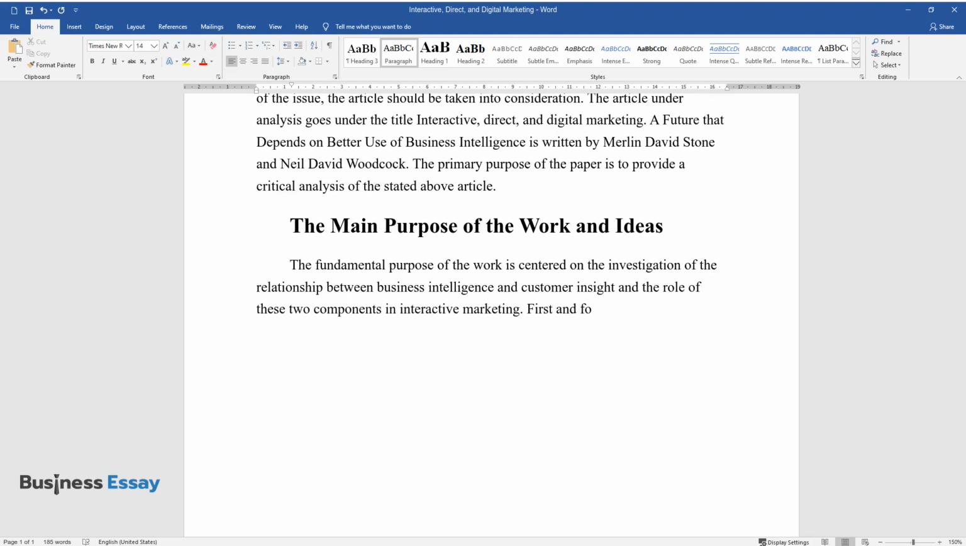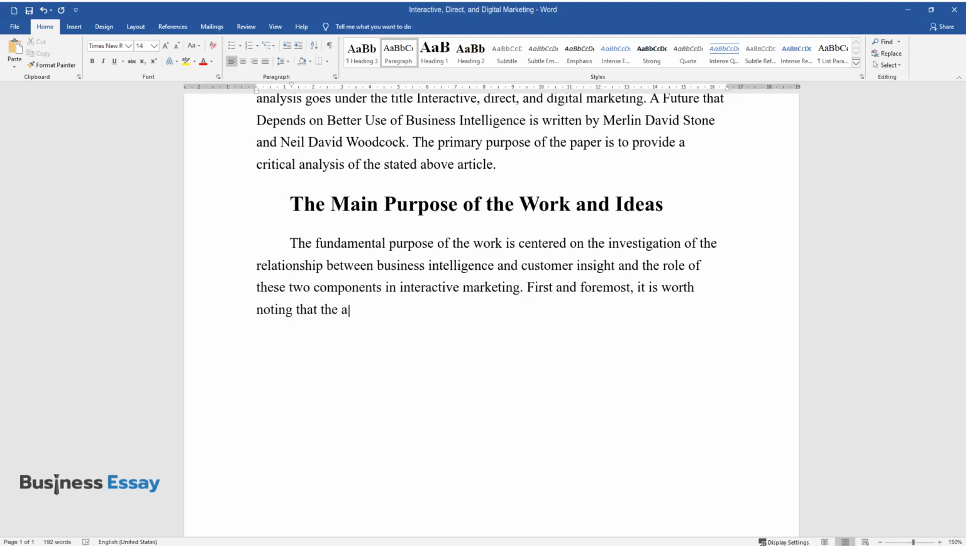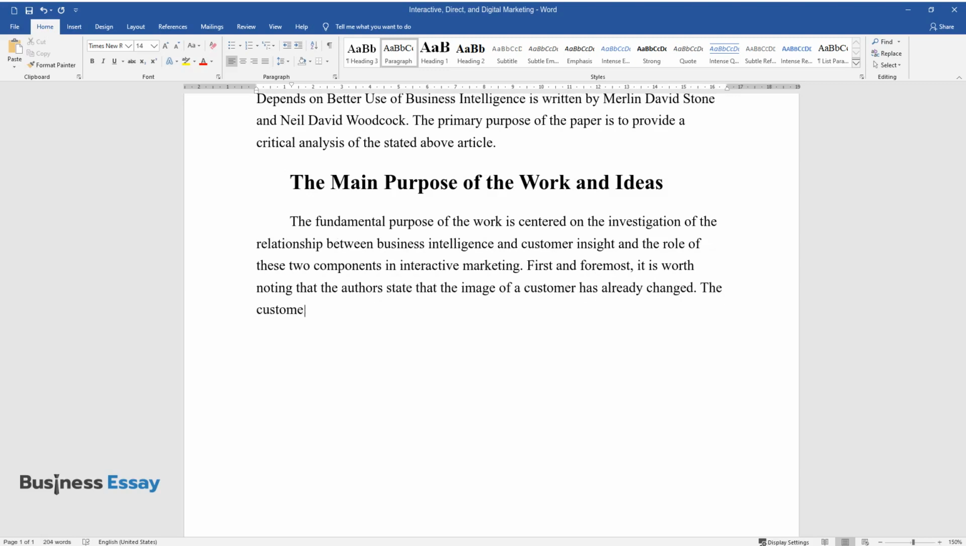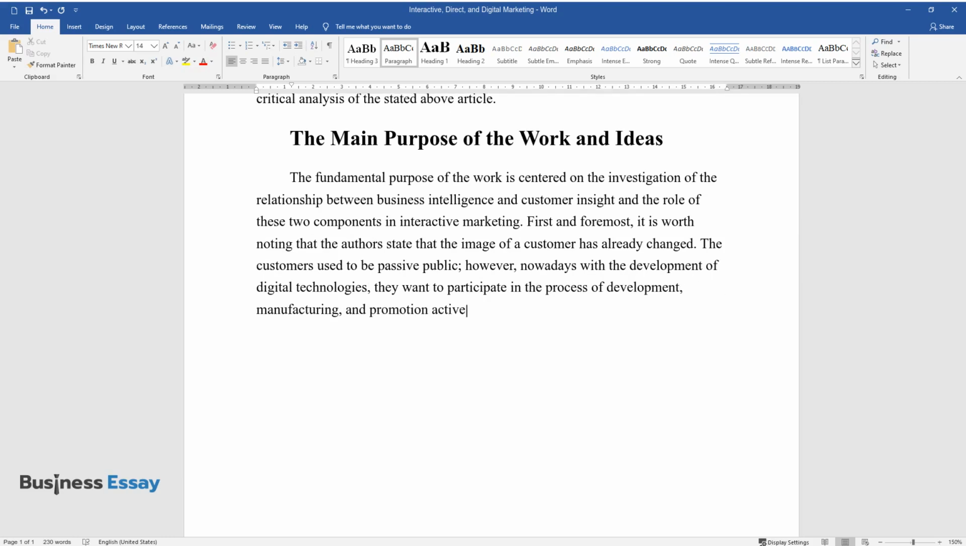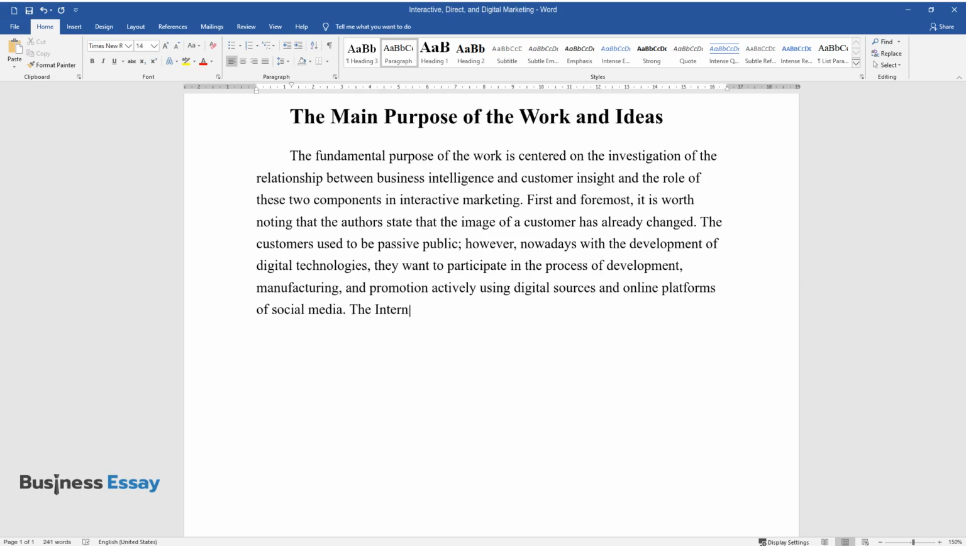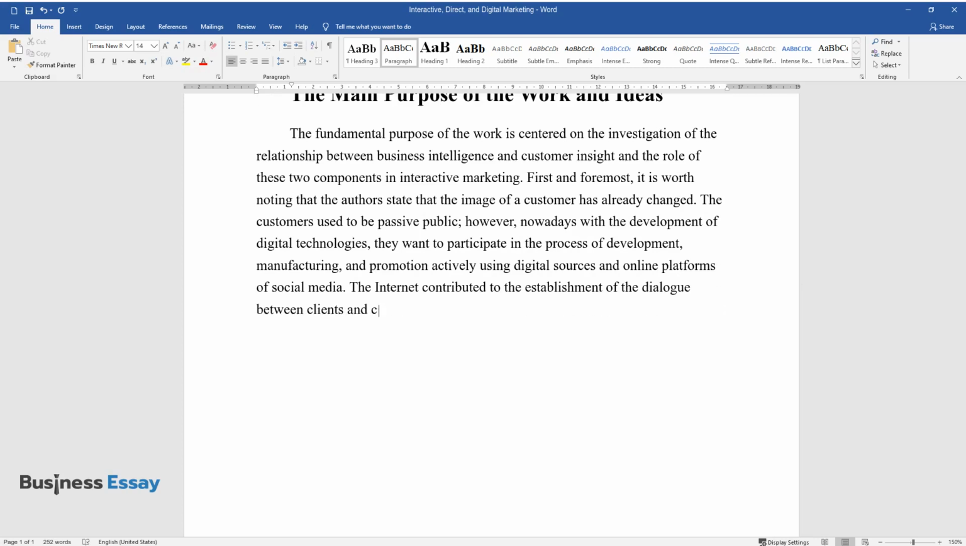First and foremost, it is worth noting that the authors state that the image of a customer has already changed. The customers used to be passive public, however, nowadays with the development of digital technologies, they want to participate in the process of development, manufacturing, and promotion actively using digital sources and online platforms of social media. The Internet contributed to the establishment of the dialogue between clients and companies.